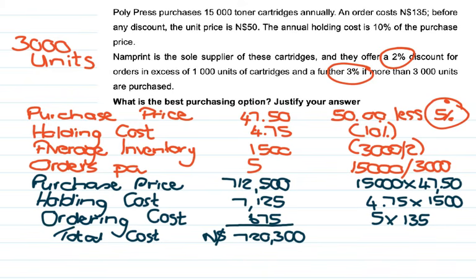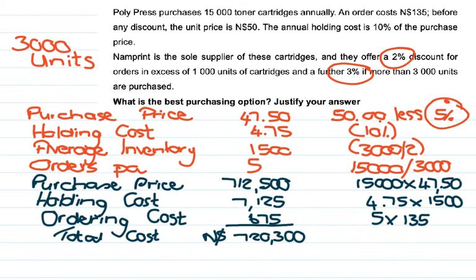All right, so my purchase price for the 15,000 units is now 712,500. My holding cost is now based on my average, which was now the 3,000 units divided by 2. So you will see that my holding cost is now a bit more because I have more stock. My ordering cost is now lower because I only need to place 5 orders.